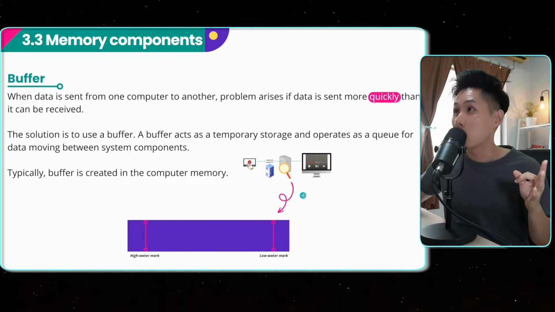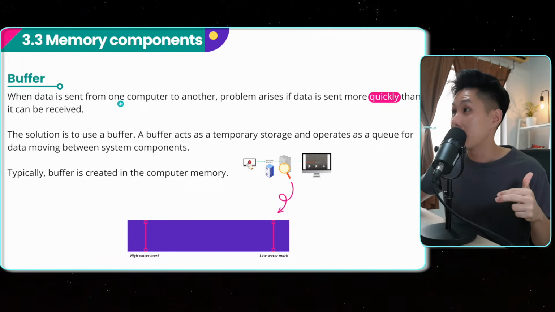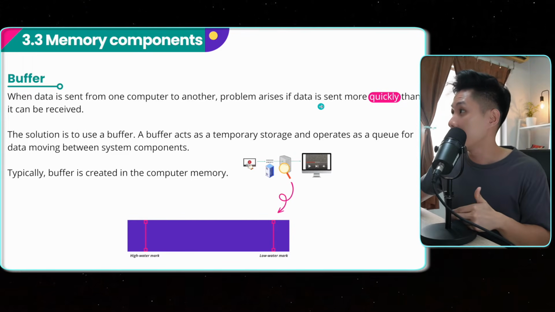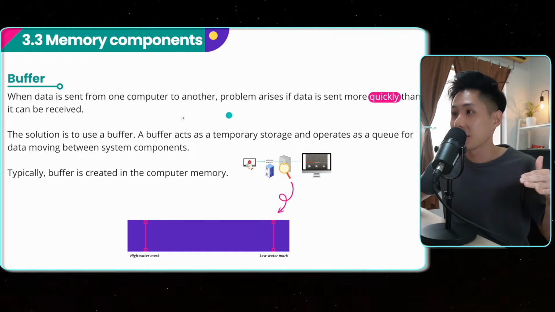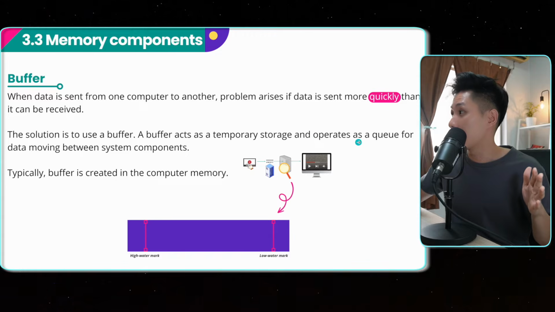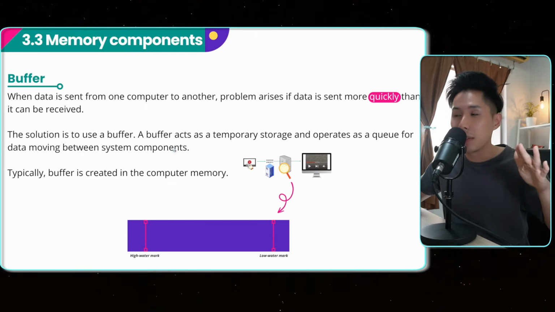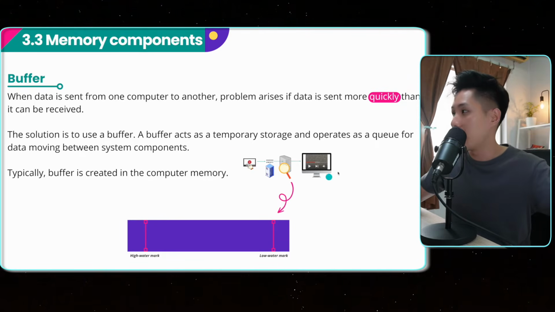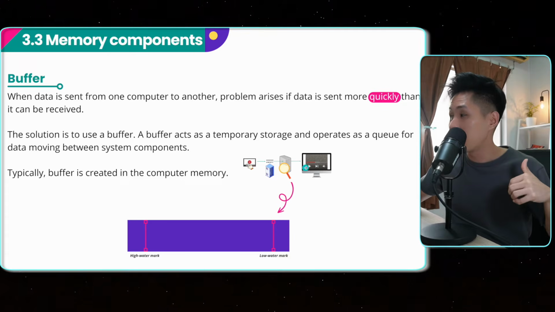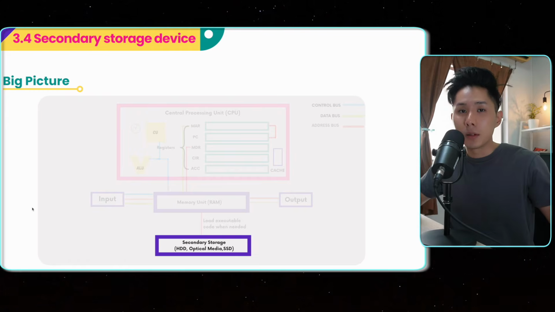And the third type of memory storage component is what we call the buffer. Sometimes when data is sent from one computer to another, a problem arises if data is sent more quickly than it can be received. The solution is to use a buffer. A buffer acts as temporary storage and operates as a queue for data moving between system components. Think of it like a temporary storage device that stores data that will be used in a while. For instance, when you're watching YouTube videos, the video that is sent to you will be stored in the buffer while your computer is still playing the videos. Alright, that's it for primary storage, the RAM, the ROM, and also the buffer.